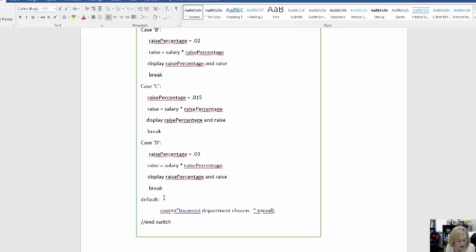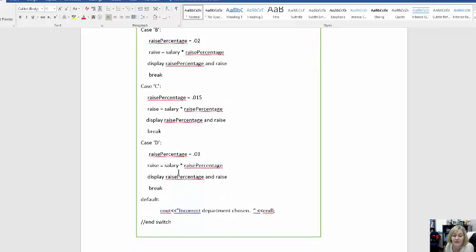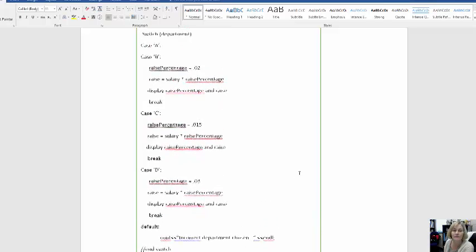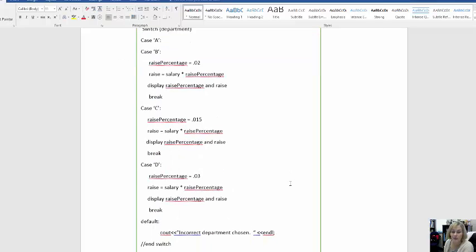At the bottom, you have what is called default, meaning the user entered something that was not an A, B, C, or D. In this case, we would want to put out a message to them saying an incorrect department was chosen. And we calculate nothing because we don't want to calculate anything or put out any amounts if their department was not correct, because we wouldn't know what to point out, okay? So that's sort of how this flows for this program, Chapter 6, Number 7. And this is the algorithm for it.